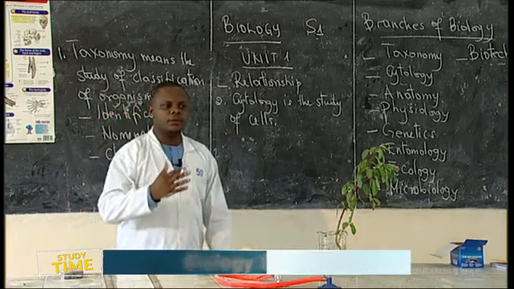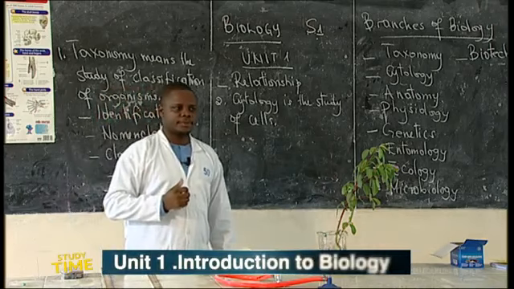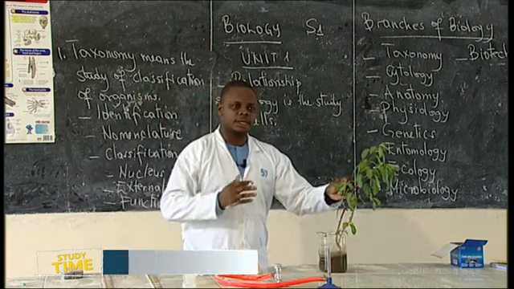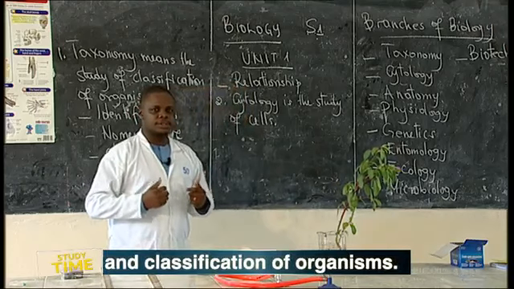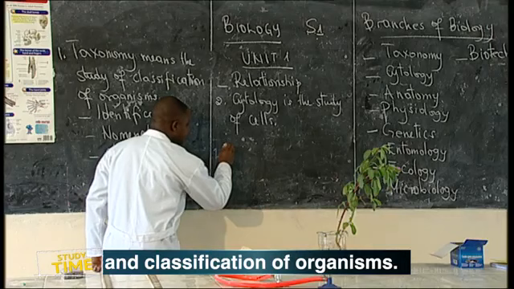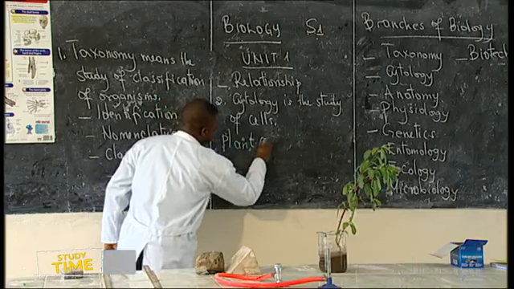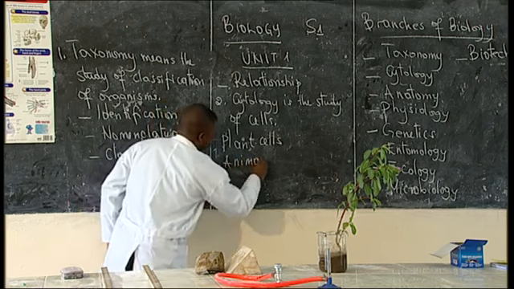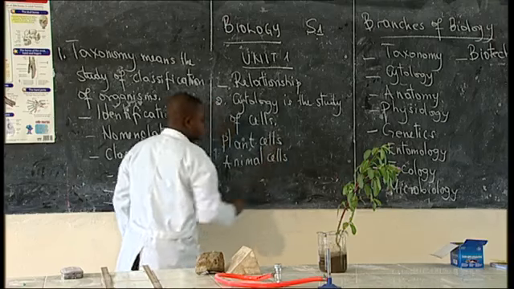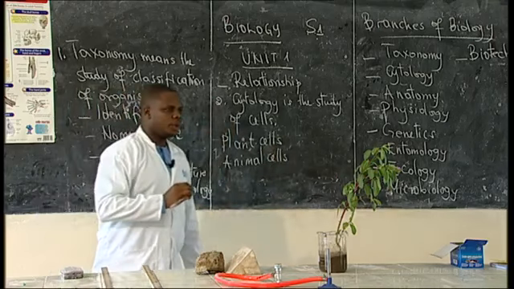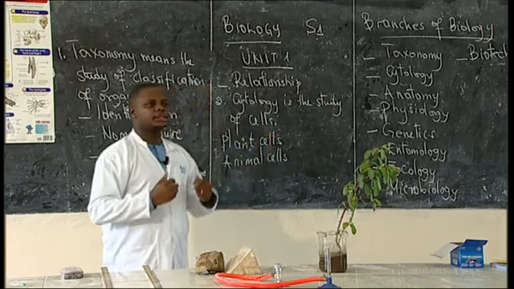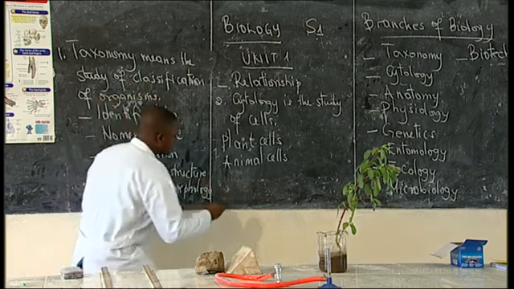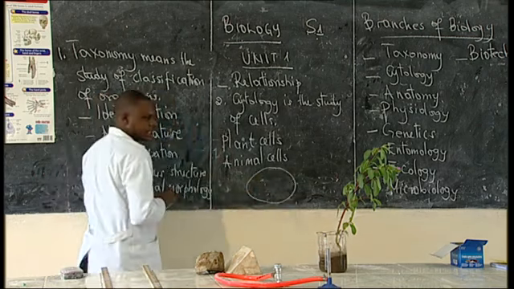Where can we find cells? Plants have cells, animals have cells, which means we can have plant cells. We can also have animal cells. With cytology, we check the structure of the cell. Let us say here we have animal cell.